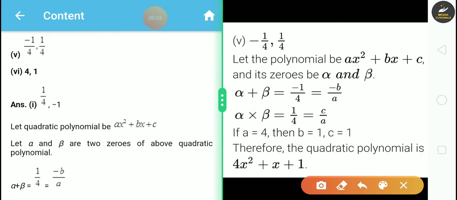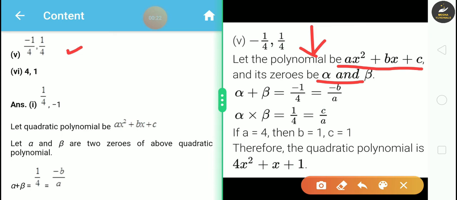Question number 5 is sum of zeros is minus 1 upon 4 and product of zeros is 1 upon 4. So the solution is, let us assume the equation is ax square plus bx plus c, and its zeros are alpha and beta. So we have to find the values of a, b and c.